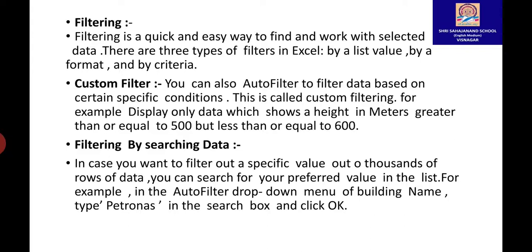Now filtering by searching data. We can also filter data on the basis of searching data. In case you want to filter out a specific value out of thousands of rows of data, you can search for your preferred value in the list. For example, in the auto filter drop down menu of building name, type there Petronas in the search box and click OK. You can see the record on the base of the name Petronas.